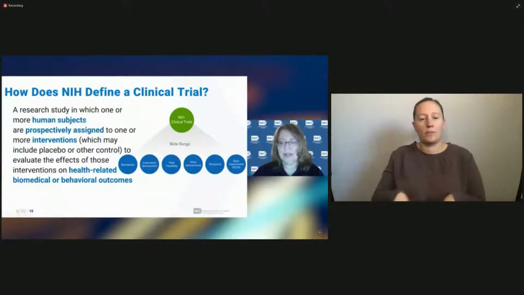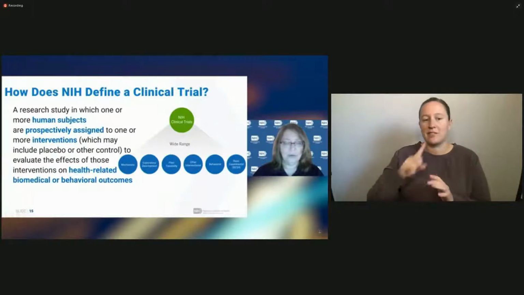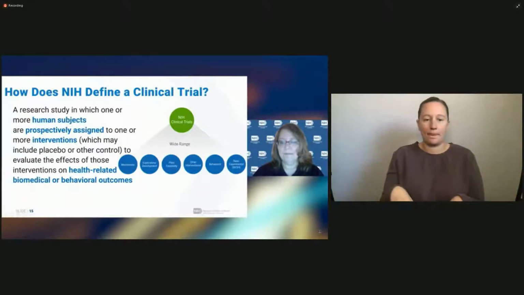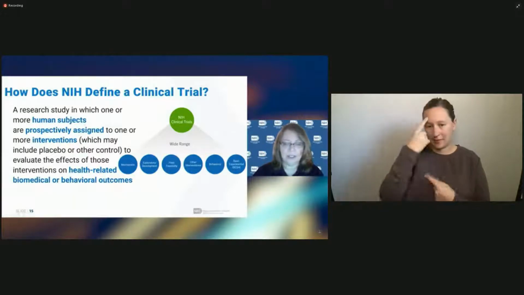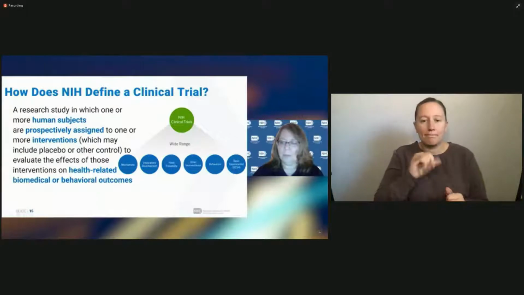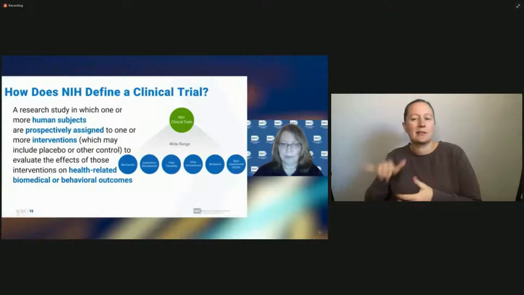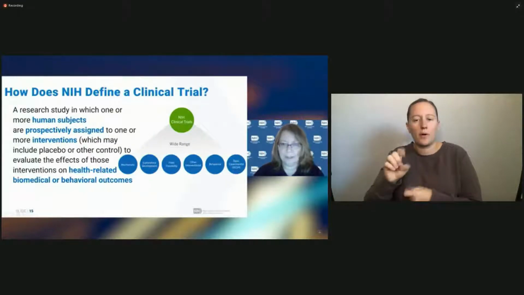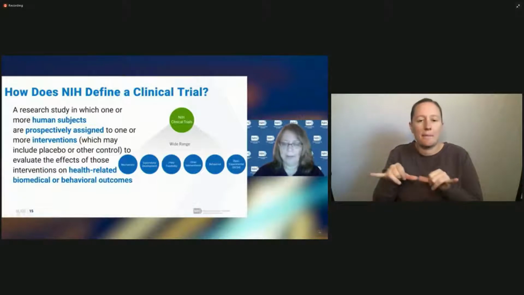And NIH defined clinical trials are actually quite broad. They can range anywhere from the type of clinical trials that we all think of, the pharmacologic efficacy type of trials, all the way to basic science studies, which are using a probe to explore a phenomenon and as such, measuring biomedical outcomes on the participant.